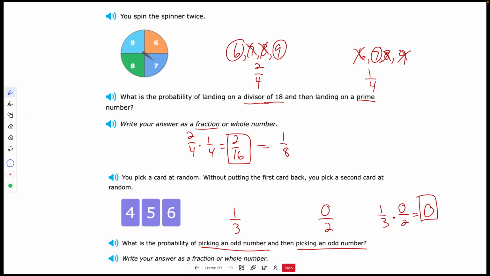Okay, for the second problem, a little tricky here. It says what is the probability of picking an odd number? The only odd number is 5, so that's 1 out of 3. Remember, you don't put it back because it says without putting the first card back. And then it says, now what's the probability of pulling an odd number out of the remaining cards? Well, there are no odd numbers remaining because you don't put the 5 back in the deck. So that's 0 out of 2. Well, now the probability of these happening is just 0, right? I can't pick an odd number and then pick an odd number. It cannot happen because I'm not putting the first card back. So your answer is just 0.